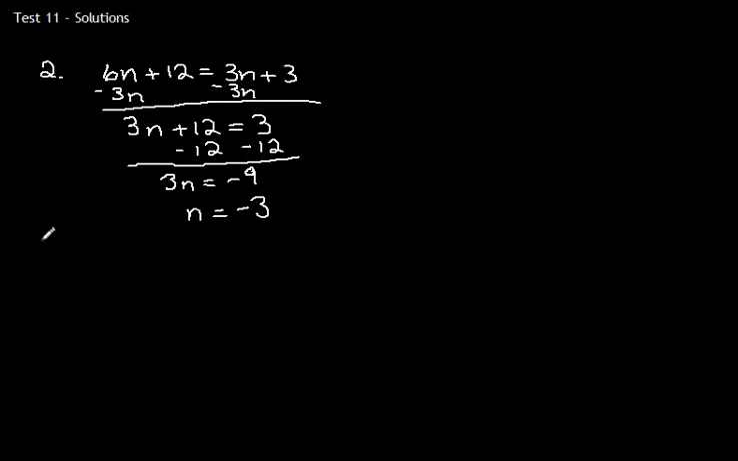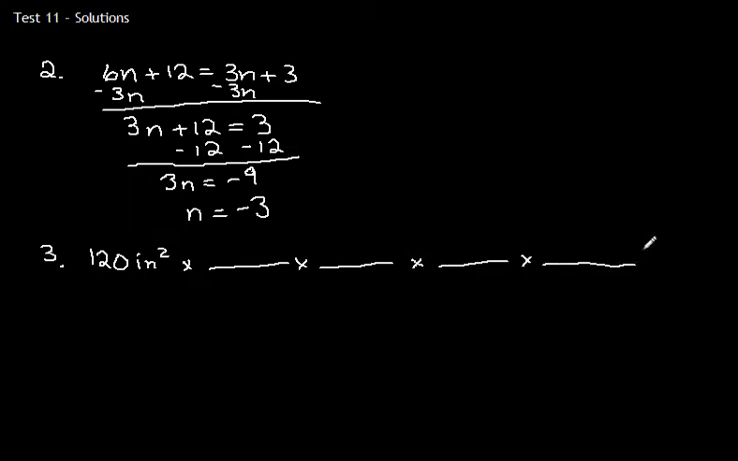Most of you got this one right. It says use 4 unit multipliers to convert 120 square inches to square yards. I'll just do it really quickly here. 120 square inches. It says to use 4 unit multipliers, so right away you write your 4 unit multipliers. And we want it to go to square yards, so I'm going to put that at the end.